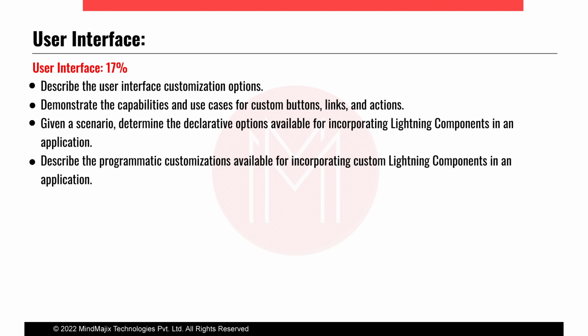Determine the declarative options available for incorporating Lightning components in an application. We will go through the Lightning components itself. Describe the programmatic customizations available for incorporating custom Lightning components in an application. While we create in Lightning App Builder, we can also customize programmatically. For example, if we have created programmatic components, we can also display those components in our Lightning App Builder. We will also go through it.